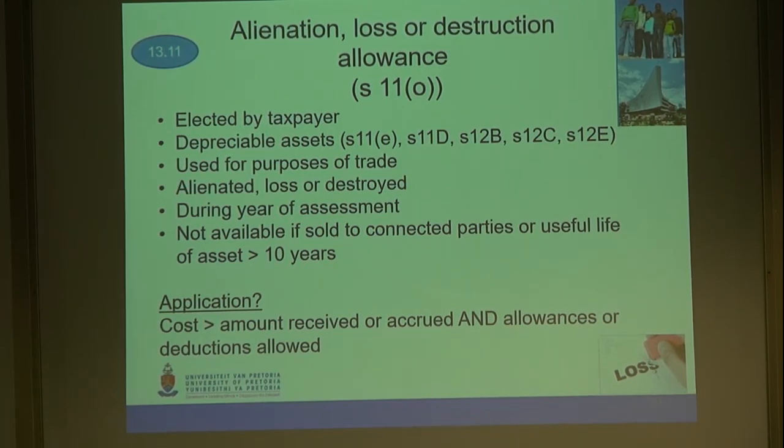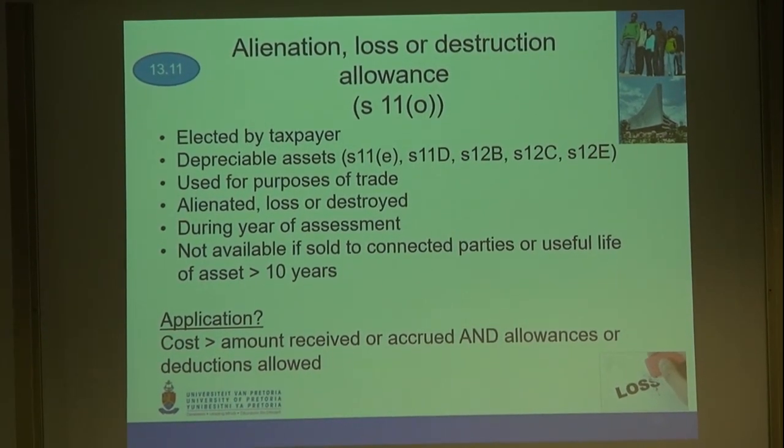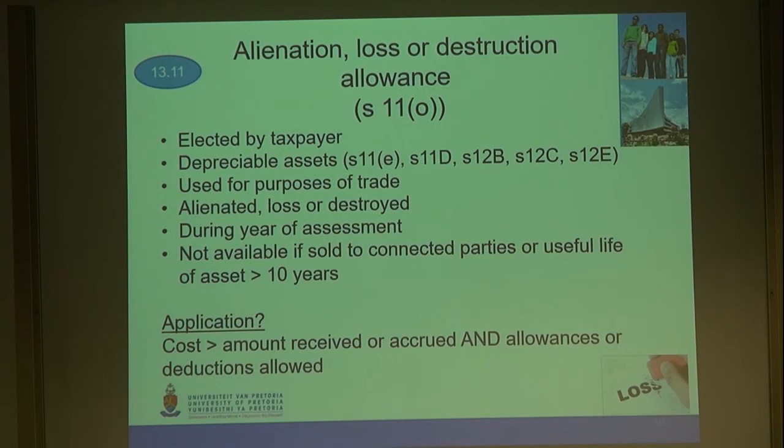So think quickly about the assets we did. Which assets are written off over more than 10 years? Buildings. Immovable property is always written off over 10 years for low-cost units or 20, the normal rule. So 11O will never be applicable to a building. So if you're selling a building and there is a loss on the building, you don't have the option of 11O. So a building's loss will always fall under a capital loss, because remember, it's one or the other.